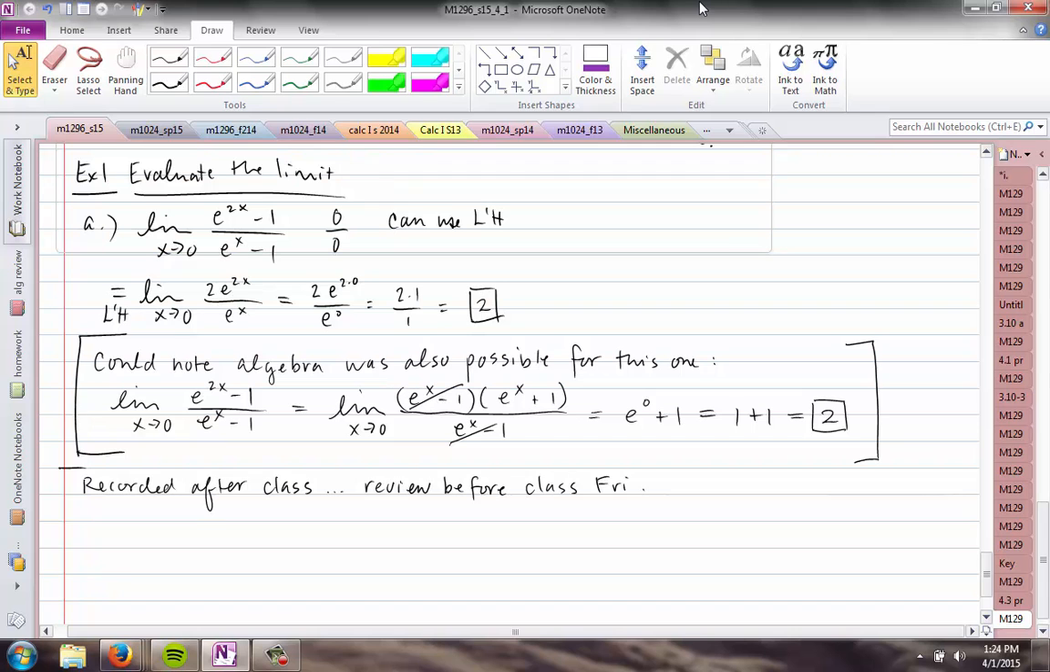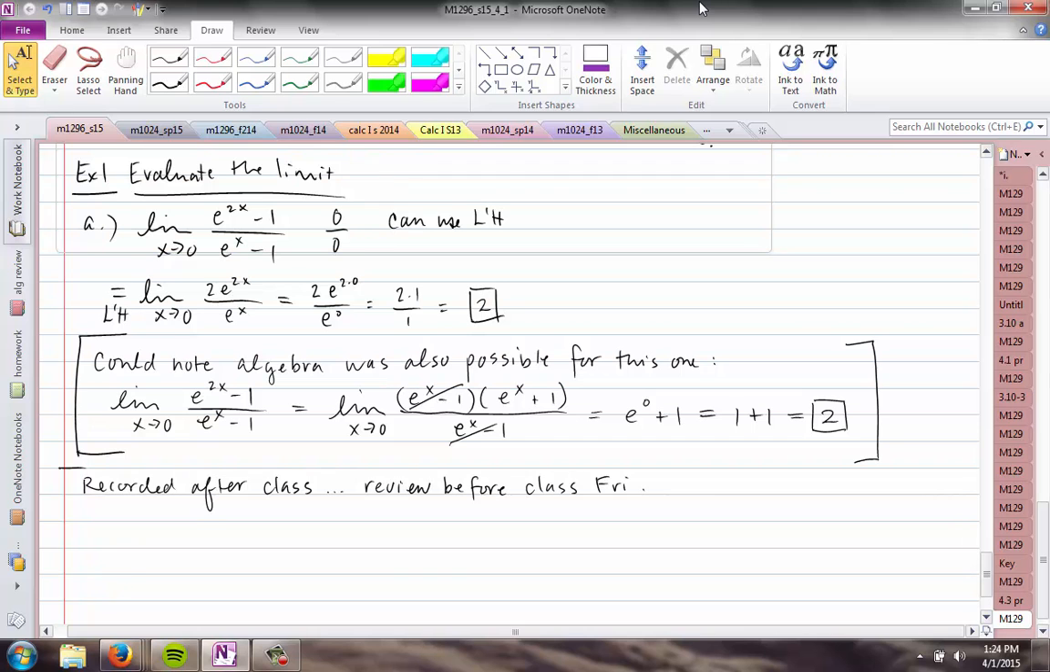One thing I mentioned in class was that sometimes when you plug in, you might still get 0 over 0 after applying L'Hopital's rule, or something like infinity over infinity, an indeterminate form. But if you see some algebra that you can do, then you should do that and then try again. That didn't apply in this case, but just a tip there.